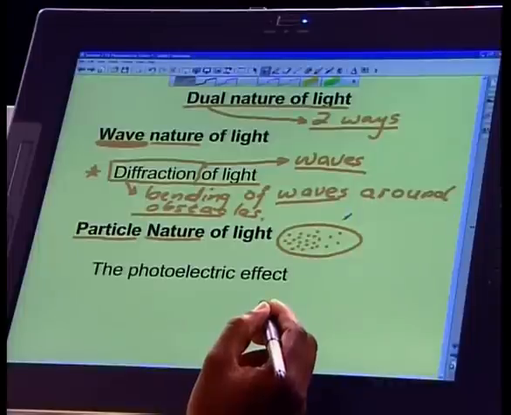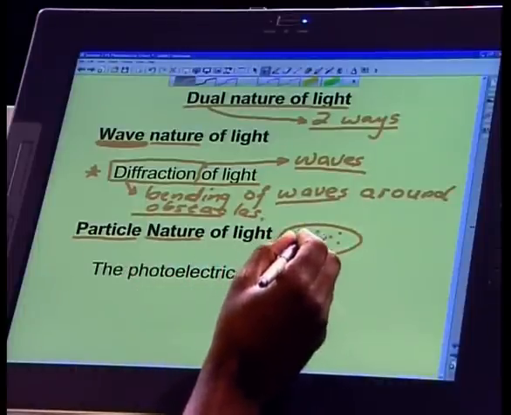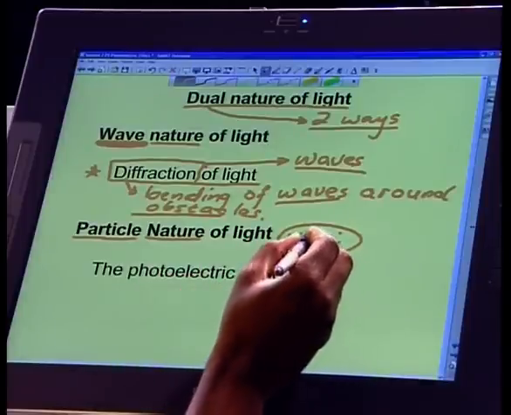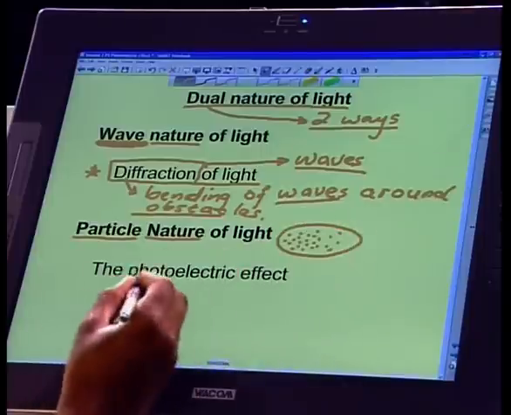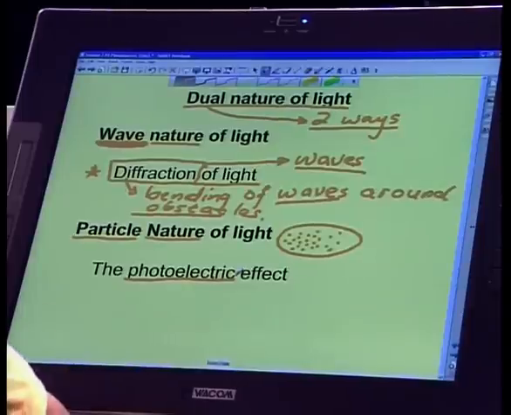So light can also be seen as having a particle nature. And the scientific phenomenon that helps us to understand light as having particle nature is the topic for today's lesson, which is called the photoelectric effect. And we're going to unpack this clearly as we move on in this lesson. Right. Now, what is this photoelectric effect?